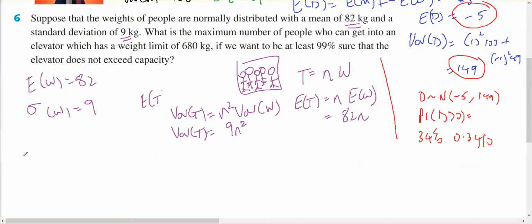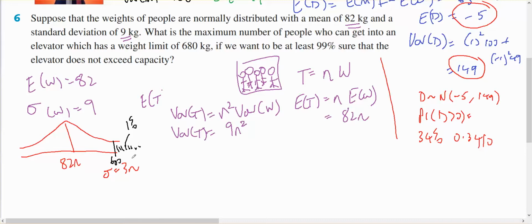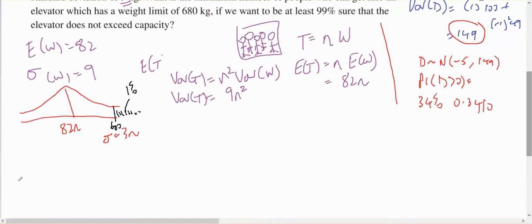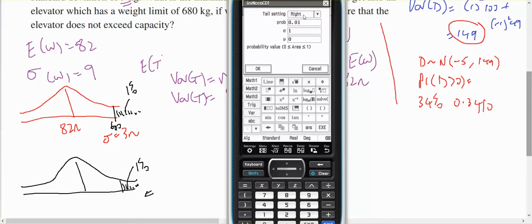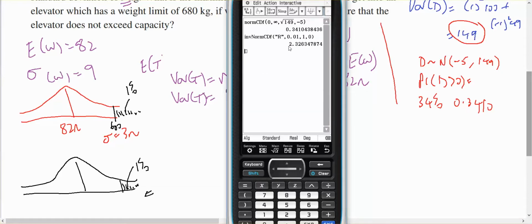And looking at the second example, I know this is normally distributed with a mean of 82N and a variance of 3N. I want to be at least 99% sure that the elevator does not exceed 680, and that probability there needs to be 1%. So I'm going to use my z-score and find the z-score where that value there is 1%. So I've got my inverse normal, right tail, probability 0.01, standard deviation and mu for the z value, and that gives me a z-score of 2.3263.